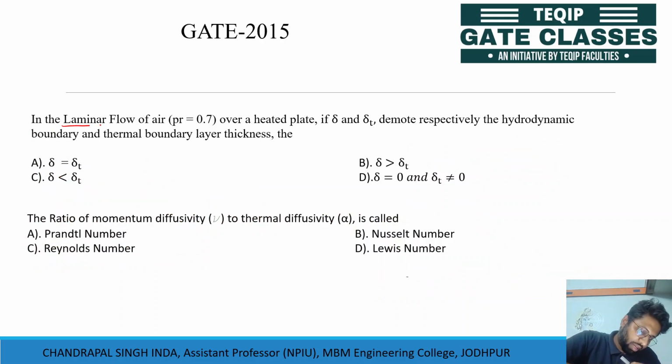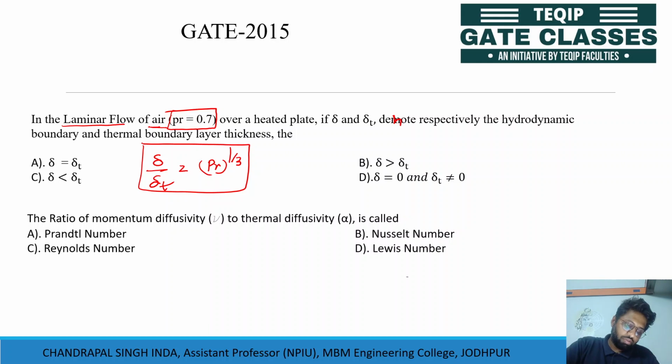So in the laminar flow of the air, as we have discussed that for the air the Prandtl number is lesser than 1. So in the question it is given that the Prandtl number is 0.7 over a heated plate. If delta and delta T denote respectively the hydrodynamic boundary layer and thermal boundary layer thickness, then we have options A, B, C and D. Now as we have that delta by delta T is equal to the Prandtl number power 1 by 3.